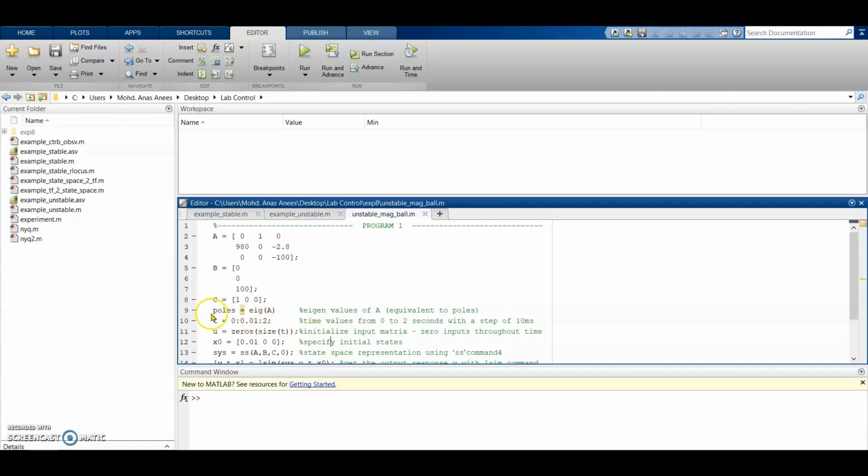So this command evaluates the poles of the system. As you all know, the A matrix is the system matrix. This contains the information about the poles of the system. So poles = eig(A) determines the poles of the system, and the result is stored in a variable known as poles.